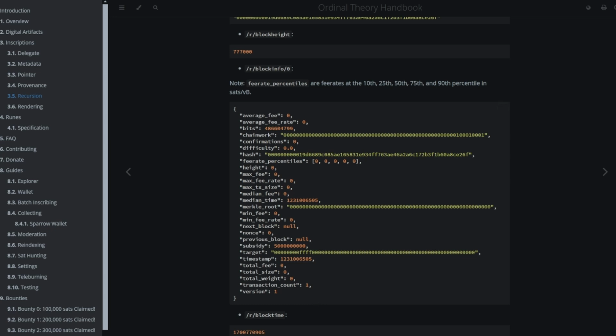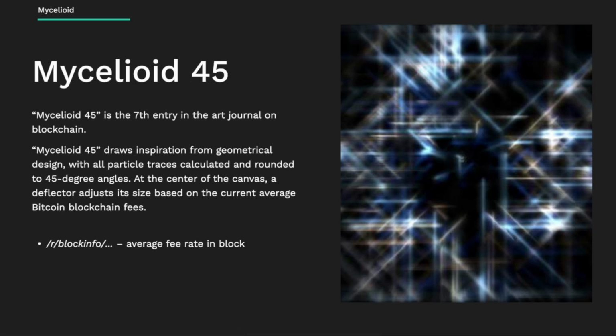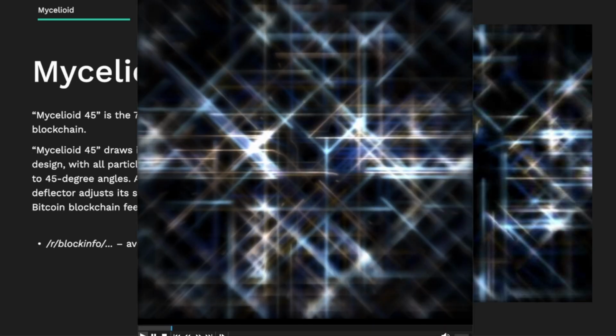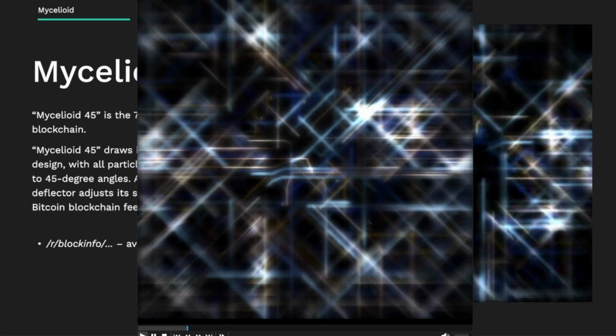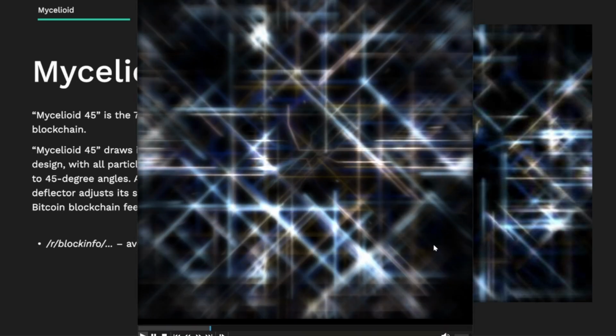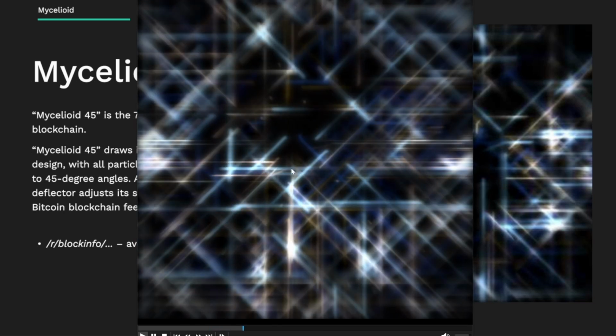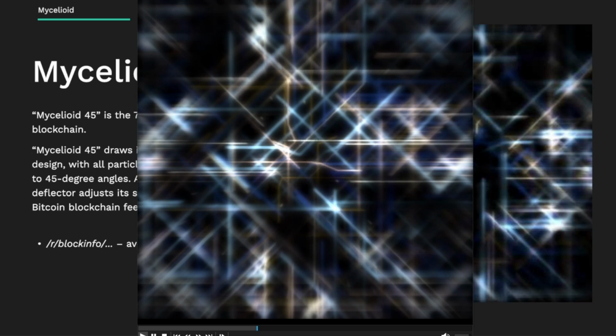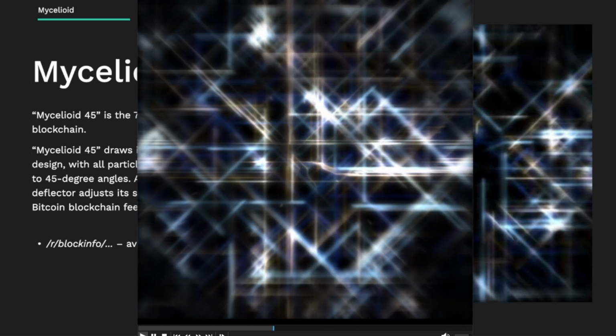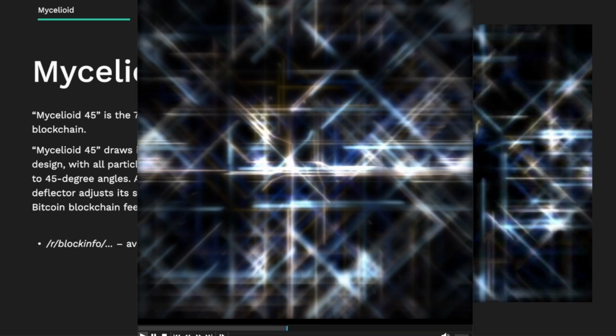And in my Mycelium 45, I use the average fee rate of the most recent block to change the size of the deflector that is in the middle. I need to show it on the video because we still have very low fees, so that's impossible to test. So this is a sample of 4 sats fees. You can see there is a very tiny action of the deflector in the center of the image. There are some path changes, but it's not very visible.